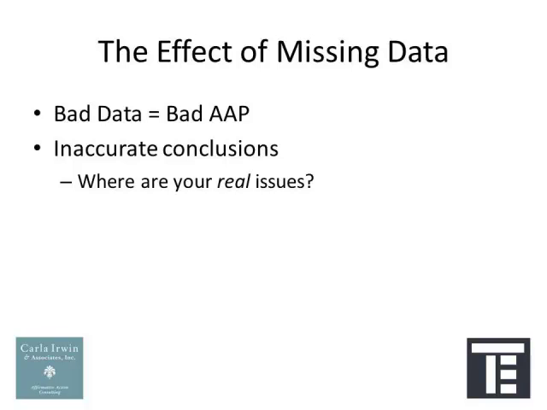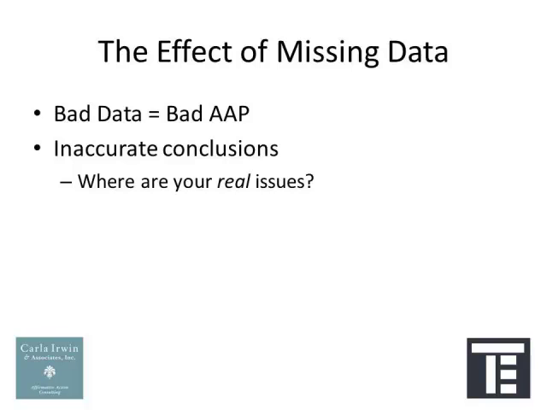And there's two things that can happen here. It makes it difficult to identify where your real problem areas and your real issues are. Missing data can make you think that you have an issue, for instance, discrimination against women, that doesn't really exist. It can also mask an issue that really does need to be addressed. So it's both sides of the coin here.